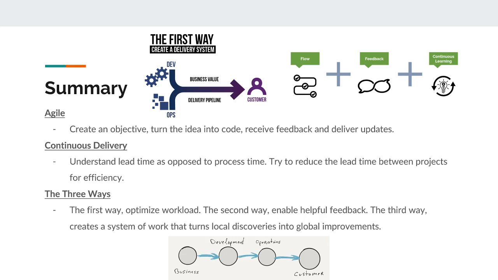So, in summary, Agile creates an objective and turns the idea into code, and then developers receive feedback and deliver updates back to the consumer. Think of it like a motto. Continuous delivery: we understand lead time as opposed to process time. Lead time is what customers experience. It's often several months, but developers experience the process time, which can be much shorter. So a way that we can become more efficient is to reduce lead time between projects.